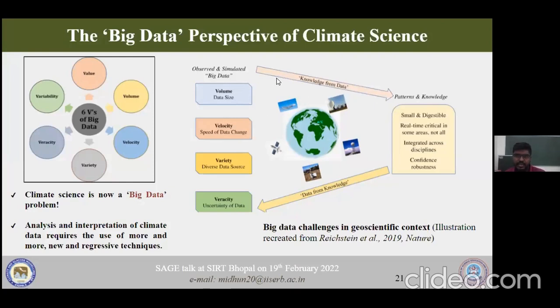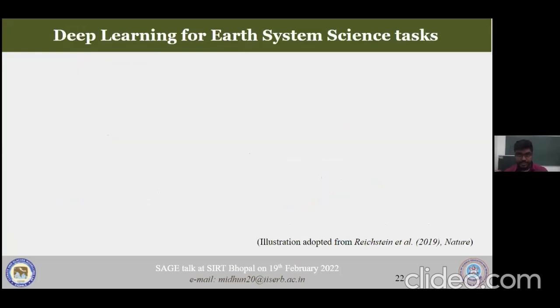This diagram is basically taken from a review paper by Reichstein et al. in 2019, on big data challenges in the geoscientific context. One thing I want to highlight is how to tell knowledge from data, and data from knowledge. If we have data, we can train this neural network, simply speaking, to gain knowledge, like what is the relation between these two variables or these two phenomena. Such information can be retrieved, and that can be used to further improve or generate a new set of data. So knowledge from data, data from knowledge.